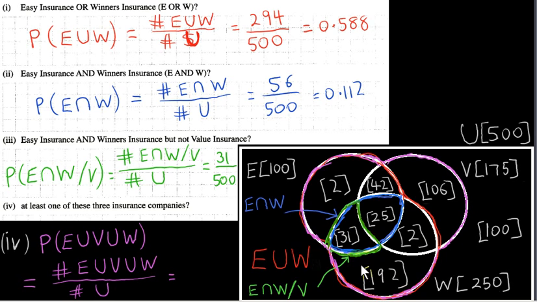So how many elements are in the union? Well, we calculated that before. We saw that there were 400 elements in the union and 100 elements outside sets E, V and W. And the total is 500, of course. So we have 400 divided by 500, 4/5, which is 0.8.